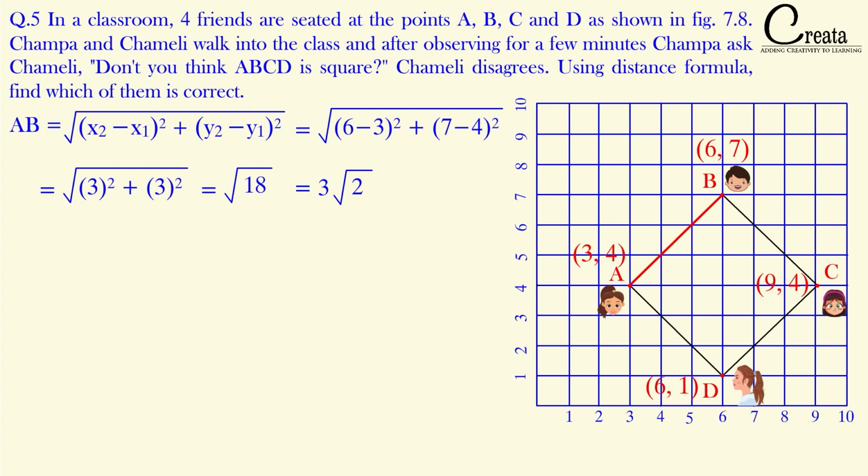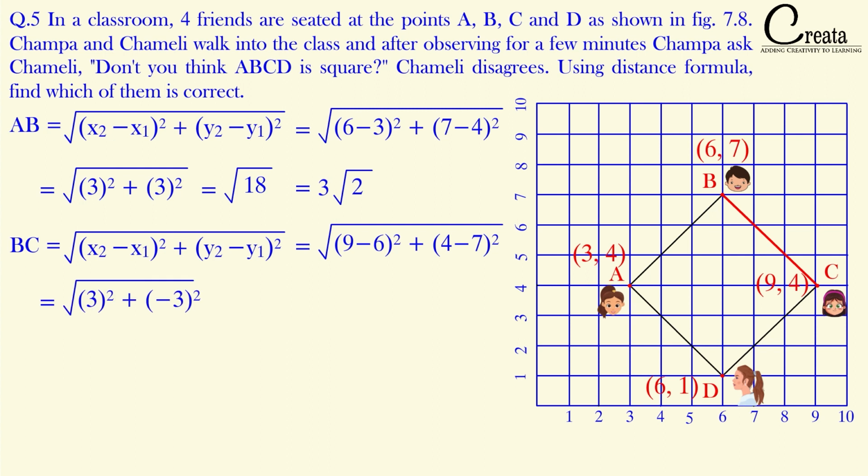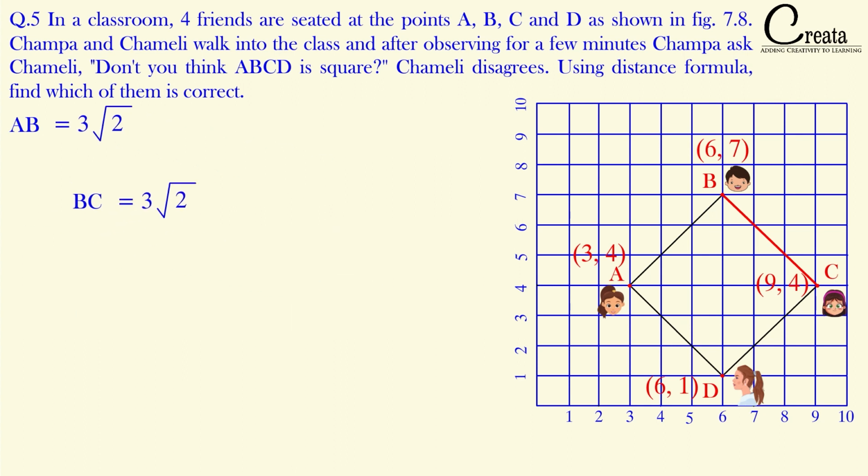I am not explaining how to open this square and all those things, but you can pause the video and check the different steps. Let's move to BC. We know the two points x1, y1 and x2, y2. Let's use the distance formula, put the values and solve it. We got root of 18, that is again 3 root 2. Are you observing AB and BC are both equal to each other? So maybe we are going in the right direction.